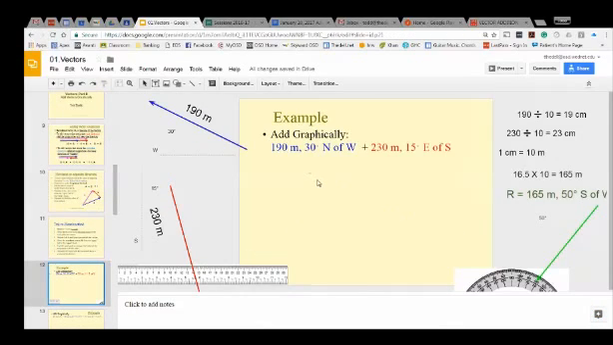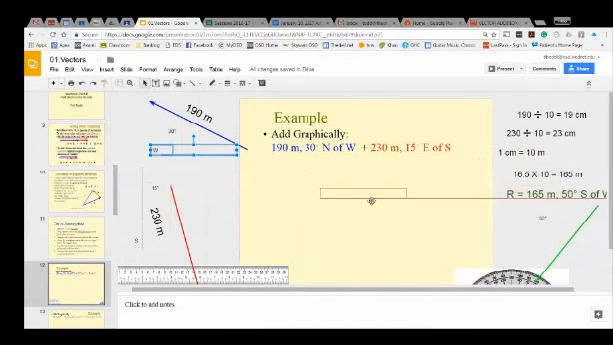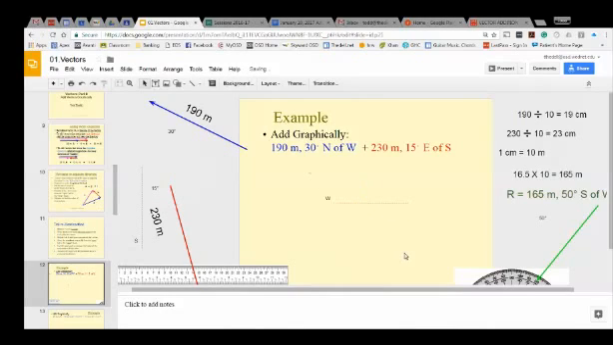Here's our first example: 190 meters, 30 degrees north of west. We're going to add to it 230 meters, 15 degrees east of south. So we're going to take the first one. To draw 190 meters, 30 degrees north of west, we first need to have a reference, right? So I'm just going to put this west line right in the middle here. Maybe I have to move it down a little bit, someplace convenient on your paper.